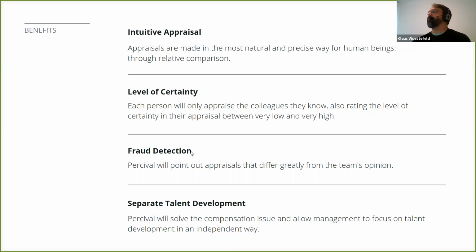Fraud detection is what we were speaking about earlier, about cheating, right? Percival will point out appraisals that differ greatly from the team's opinion. So you just have to deal with these. You only need to focus the conversations on these greater differences. You don't have to do one-on-ones with everyone.